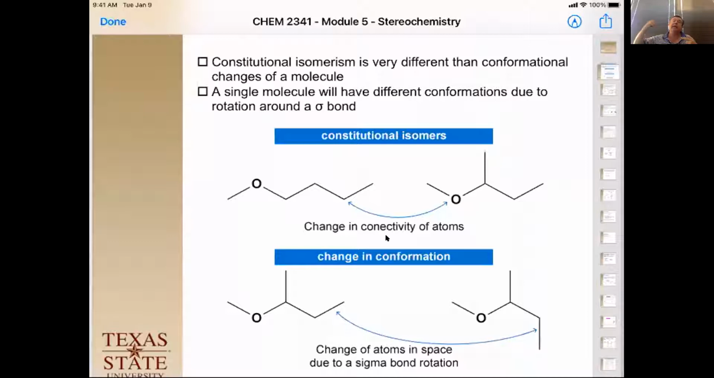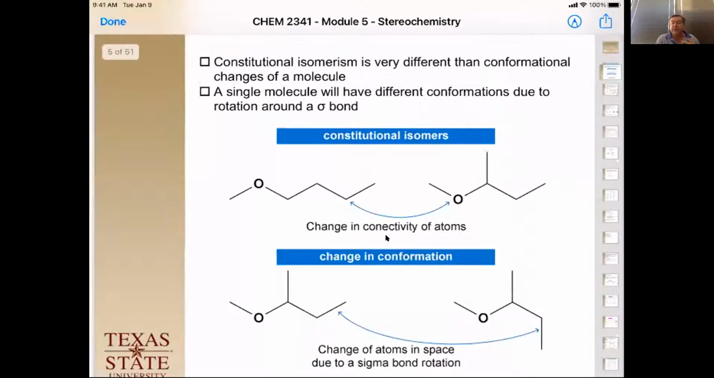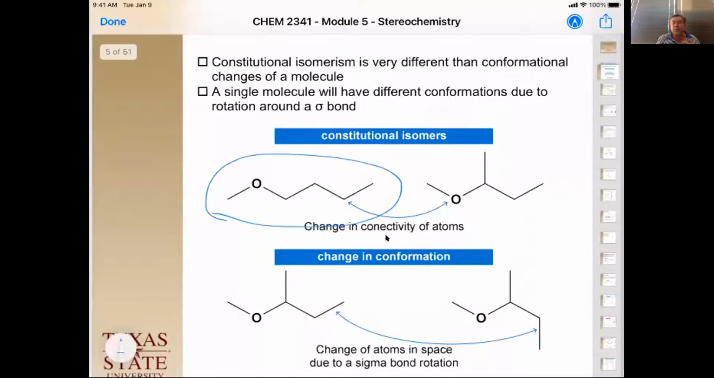Conformational isomers, you're looking at the availability of that sigma bond to rotate, okay? So in the case of this right here, we've actually changed where a chemical bond was. That makes them constitutional isomers. They are different sets of bonds, okay? But they're the same number of atoms, okay?